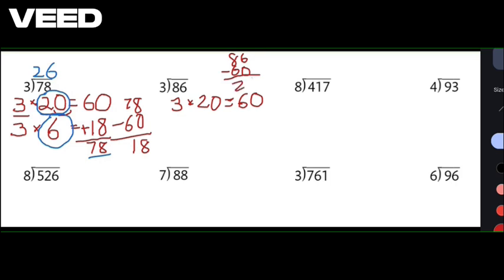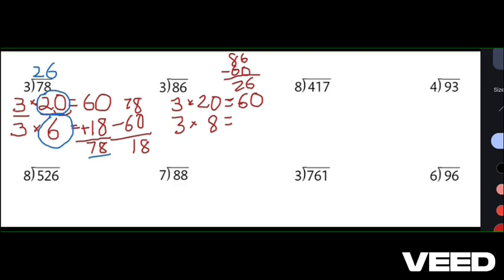And we know that 3 times 8 is what number? Student 5, 3 times 8 is what number? Okay, well, student 5 should have said 24.